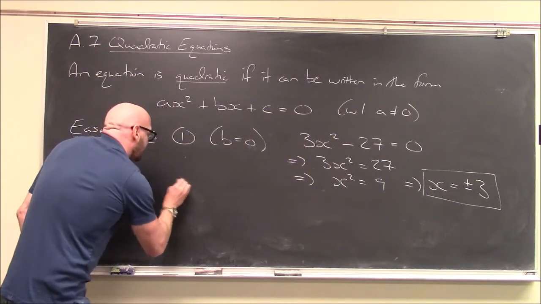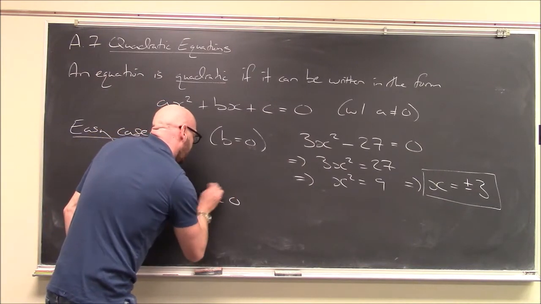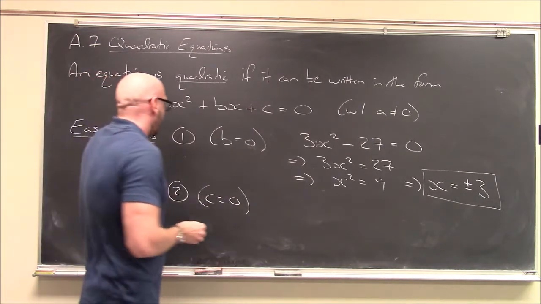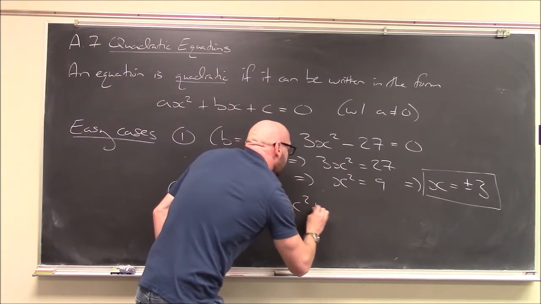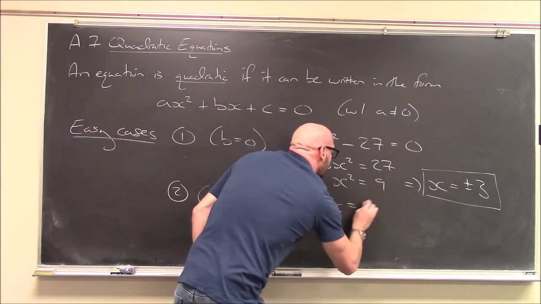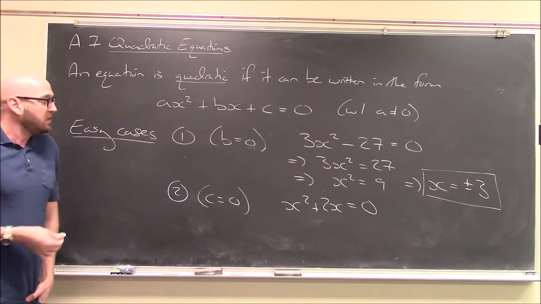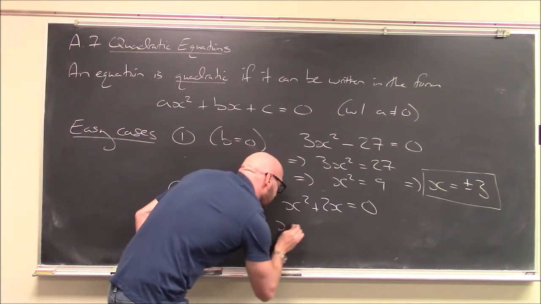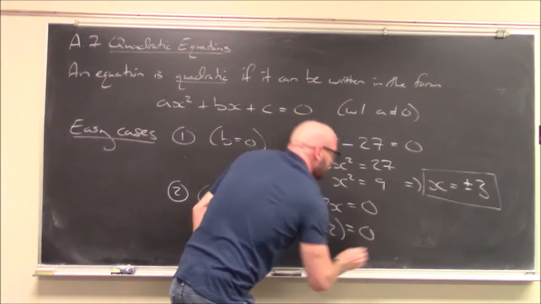And similarly, if c is 0. Let's go with something easy, like x squared plus 2x equals 0. Why is this case easy? Because all I have to do is factor out an x. I can always just factor out an x in this case, so this gives me x times x plus 2 equals 0.